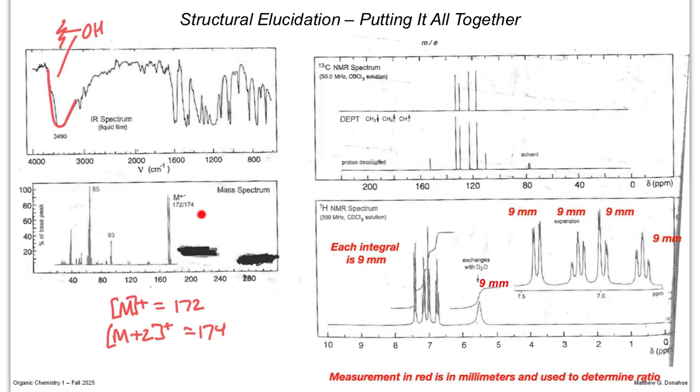We move to the mass spec. We can see that there's the parent at 172, and then it has another signal at 174. So M and M plus 2, it's kind of hard to see, but the ratio is 1 to 1. So that's telling us there's a bromine. So that's another heteroatom, another fragment. So right now we have two fragments to work with.